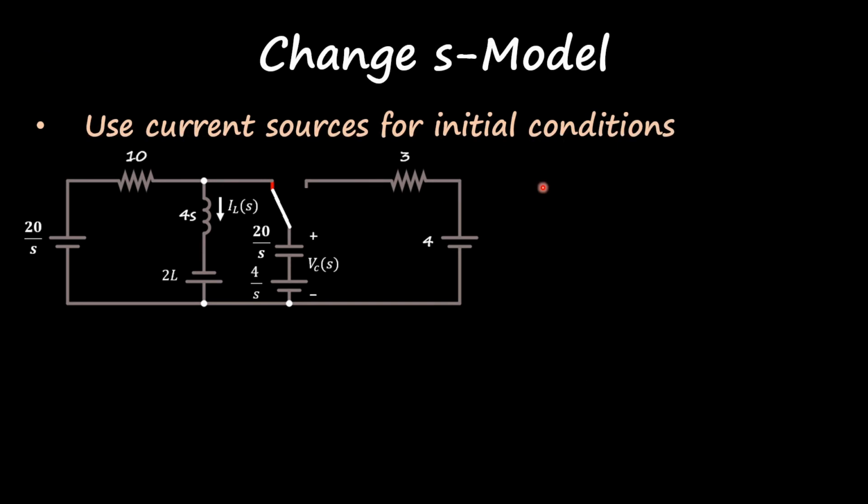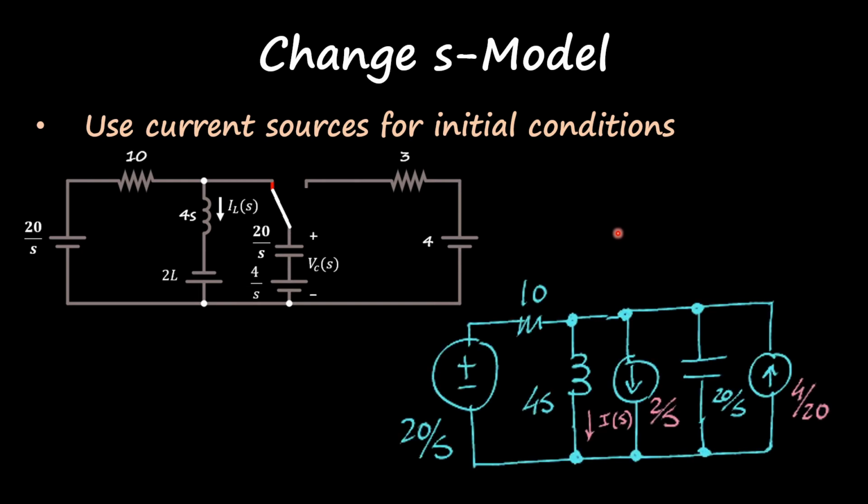Alright, so for my case, I'm going to just change the S model, and instead of using voltage sources here for the initial conditions, I'm going to use current sources. That's just to show potential mistakes or issues that can arise when you use this type of model, and I just want to highlight things that you need to be careful about.